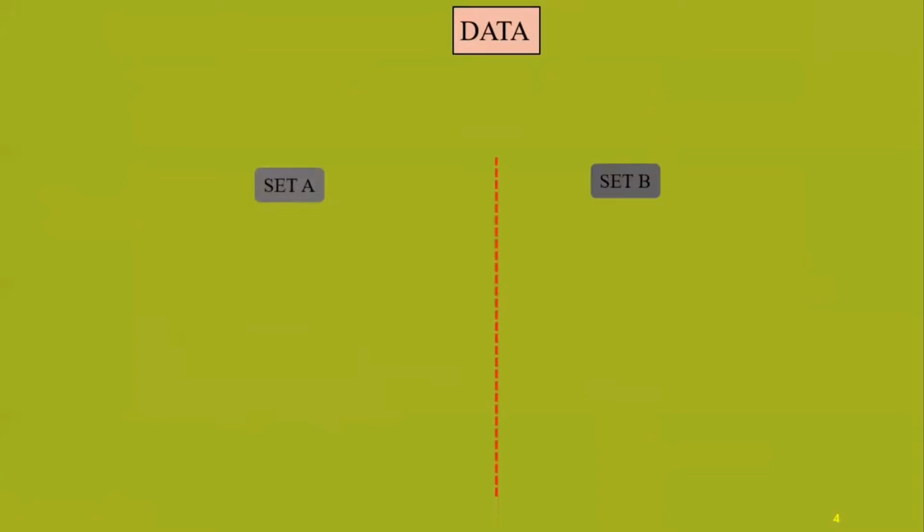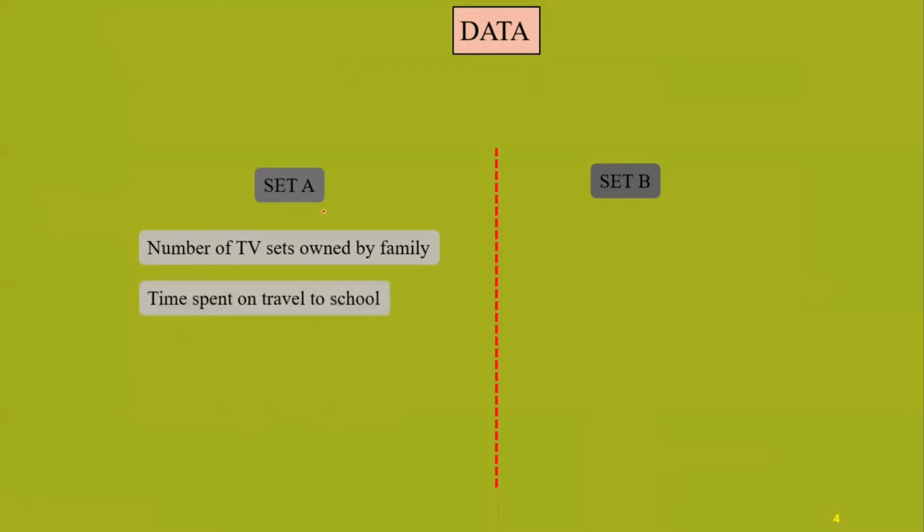So, set A, we have the number of TV sets owned by a family. Some families will have 2 sets, some will have 3 sets, depending on how many rooms they have. Then we will have time spent on a travel to school. I may take say 1 hour to reach the school, I may take 45 minutes, some of you may take even 10 minutes. The weight of laptops is again different according to the brand and the size you purchase.